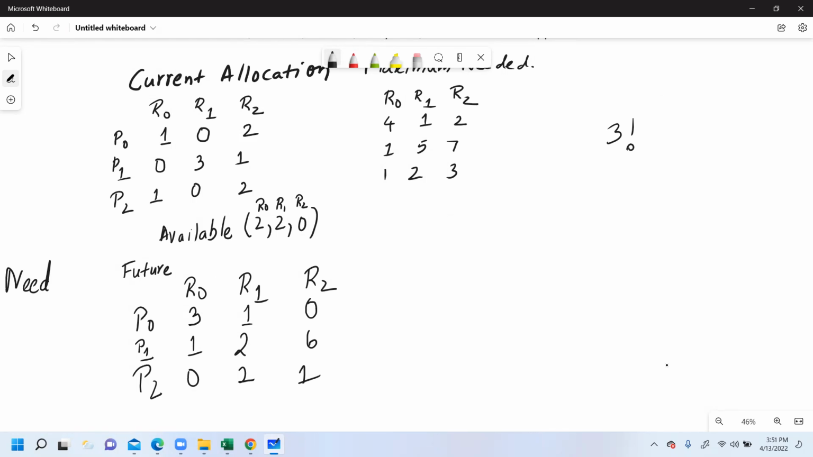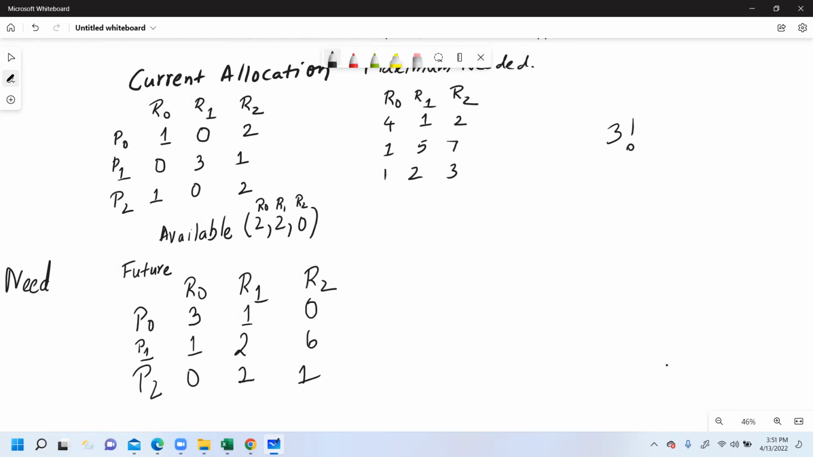So this is the current state of the system. Current allocation is the current state of the system. In the future, I'm going to see whether I'm going to have a deadlock or not by trying all the possible sequences. Now availability is 2, 2, 0. Can you meet the resource allocation of P0 now? Because P0 requires 3, 1, and 0 in the future. And you are trying to allocate all the resources at one time. That is not the case in reality, but we'll talk about the drawbacks later.